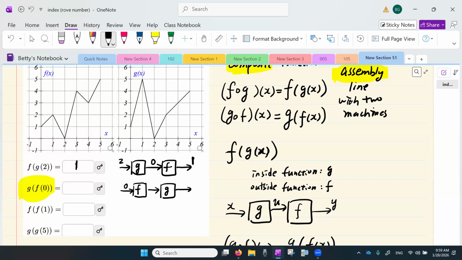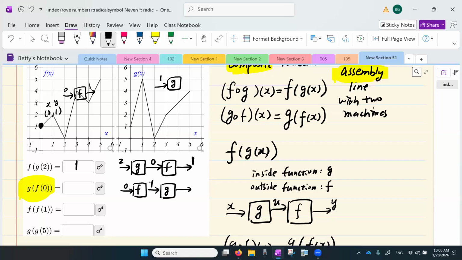Let's see. After 0 goes inside function f, what's the output? What is the semi-product? That'd be 1. So your point is (0, 1). We had that earlier, exactly. When x is 0, y is 1. That means when you give machine f 0, it produces 1 for you. So the semi-product is 1, and then 1 is going to go through g.